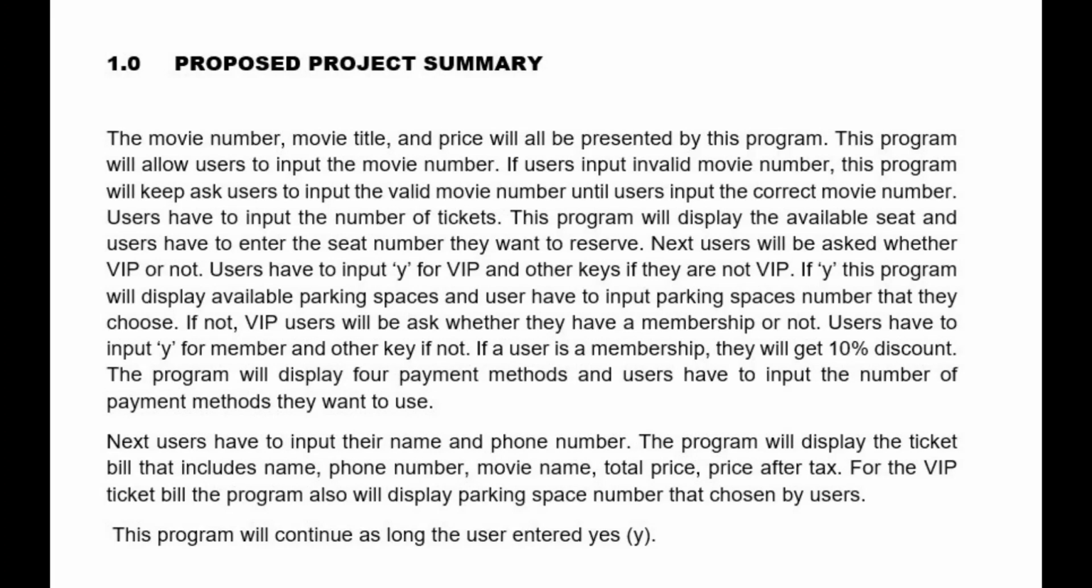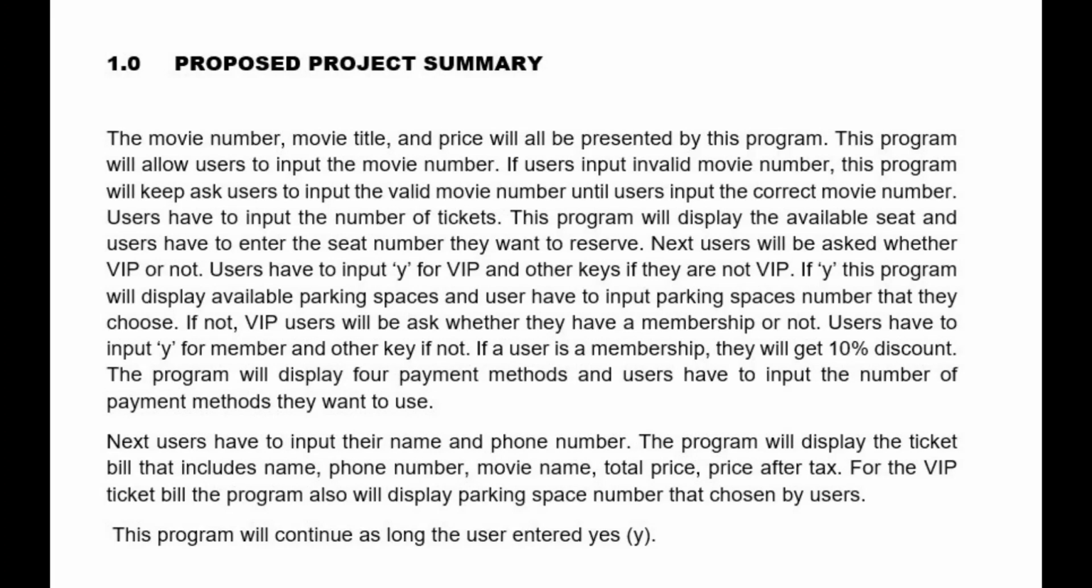The user has to input the number of tickets. This program will display the available seats and the user has to enter the seat number they want to reserve. Next, the user will be asked whether they are VIP or not. The user has to input Y for VIP and another key if they are not VIP. If Y, this program will display available parking spaces and the user has to input the parking space number that they choose.